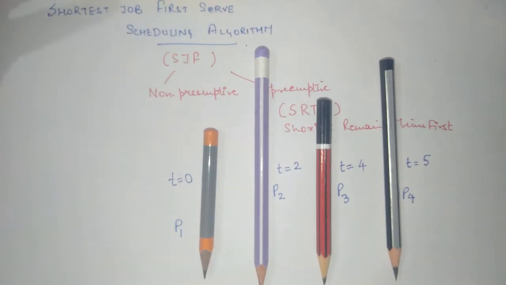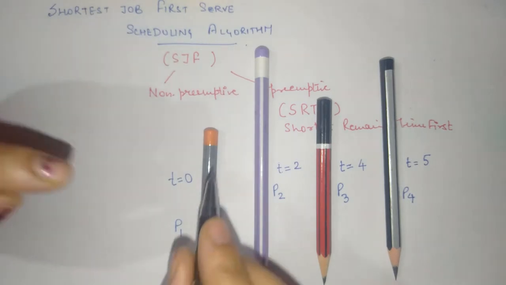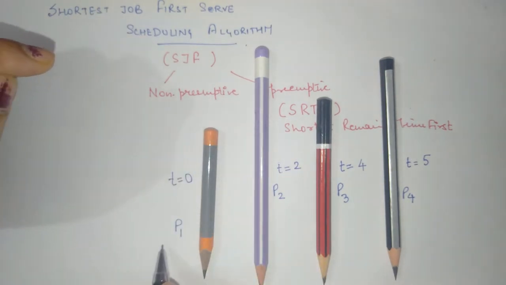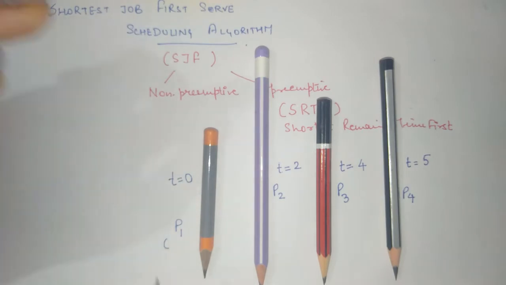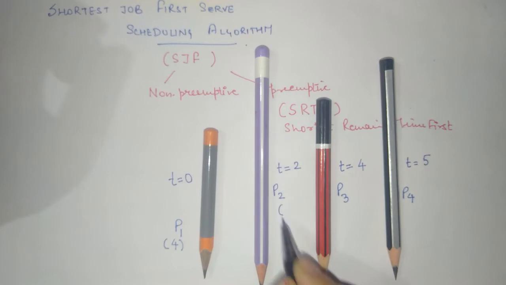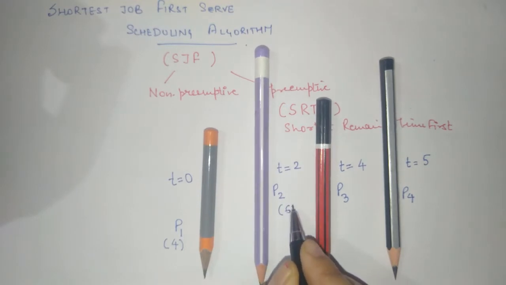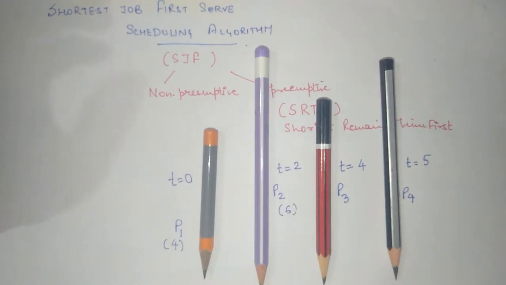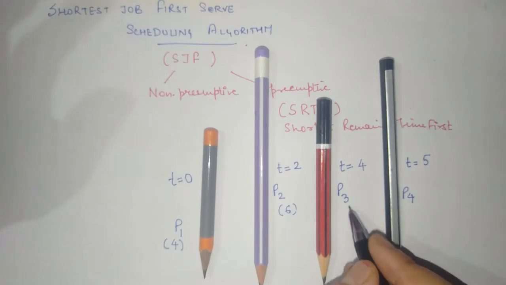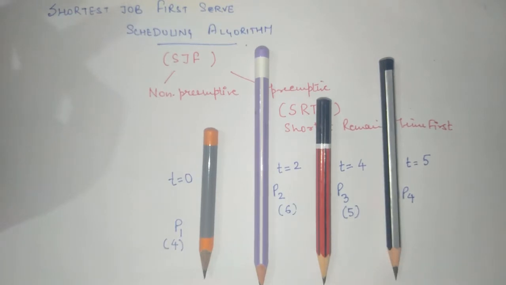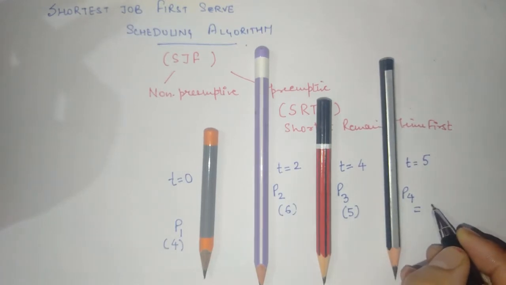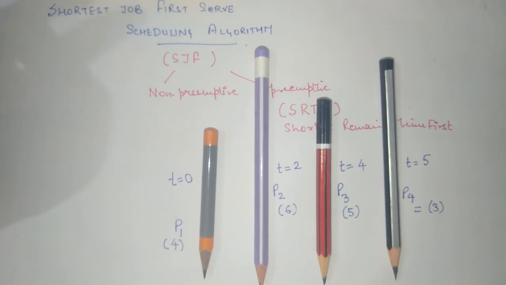And in this assumption, I am assuming that this orange process will complete, that means it will complete in how many time units? It takes 4 milliseconds for its completion. Process number 2 will take 6 milliseconds for its completion. This is just an assumption. And P3 is taking 5 milliseconds for its completion, and P4 is taking 3 milliseconds for its completion.